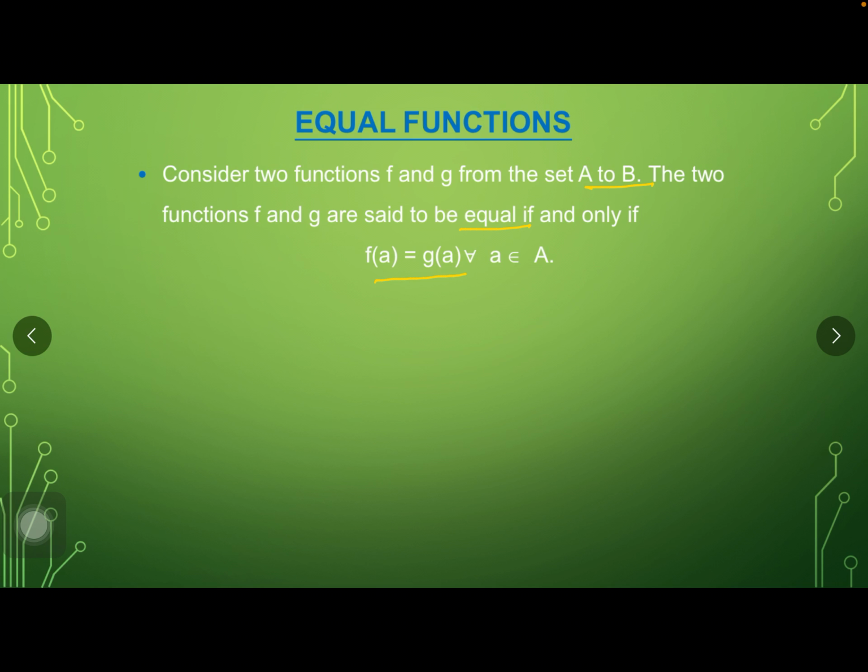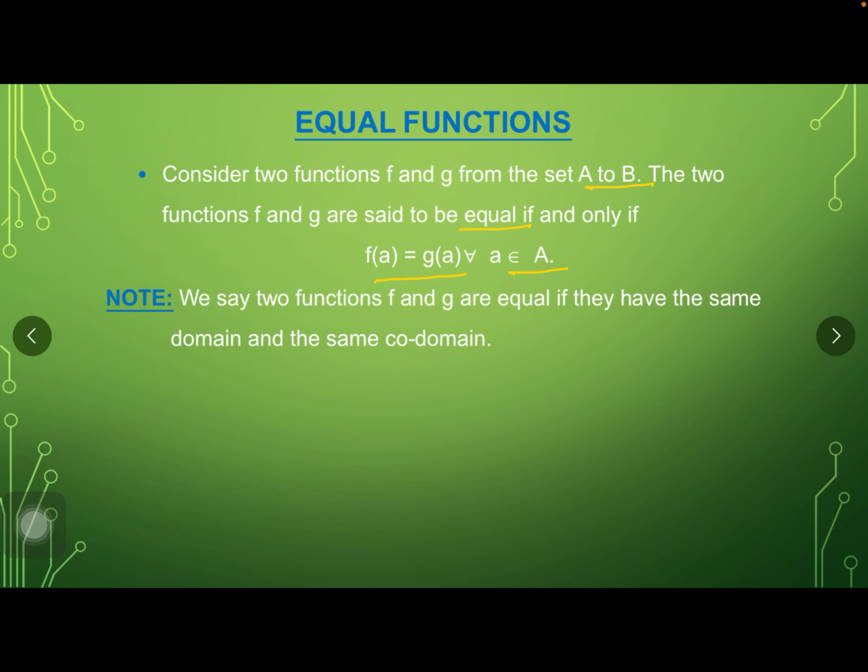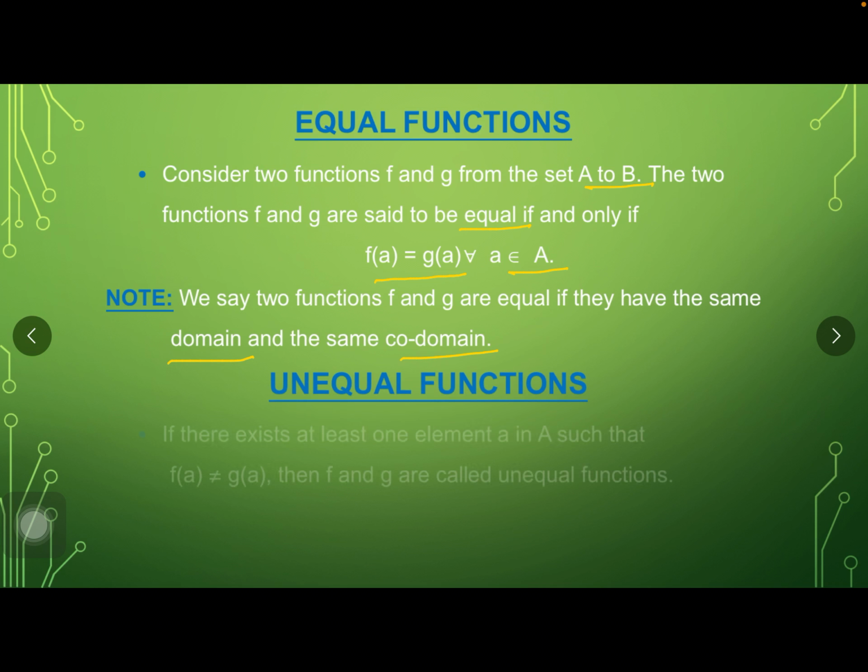If we consider two functions f and g from set A to set B, the two functions f and g are said to be equal if and only if f(a) equals g(a) for all a belonging to A. So if for all elements of A we have the equality f(a) equals g(a), we can say that they are equal functions. So we say that two functions f and g are equal if they have the same domain and same codomain, right?